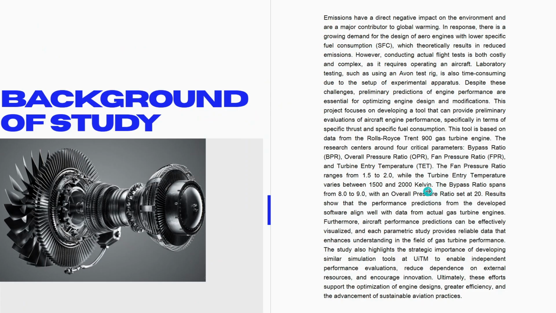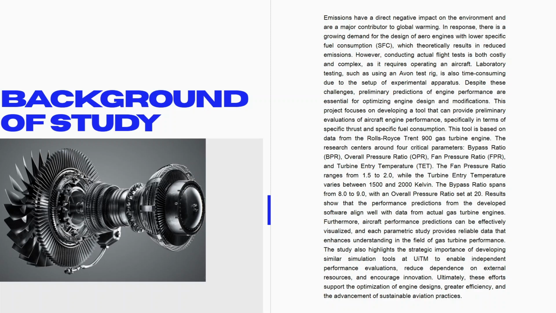Going to the background of the study, aircraft emissions significantly contribute to global warming and environmental degradation. A major way to reduce these emissions is by designing engines with a lower specific fuel consumption, or SFC, which directly improves efficiency. However, actual flight testing of engines is costly and complex, requiring operational aircraft. Laboratory testing, such as using an airborne test rig, is also time-consuming due to extensive setup requirements. This creates a need for a reliable preliminary prediction tool for engine performance before committing to physical testing.